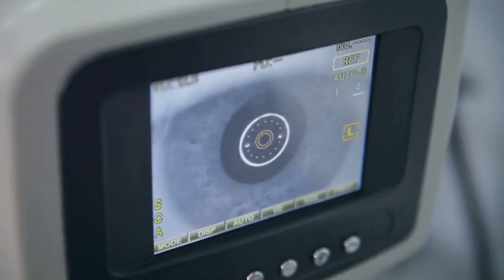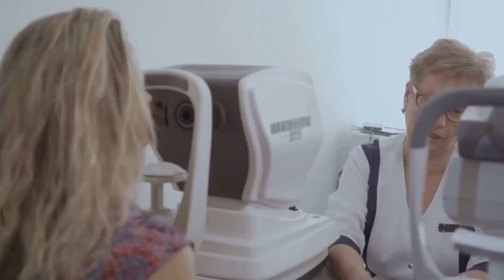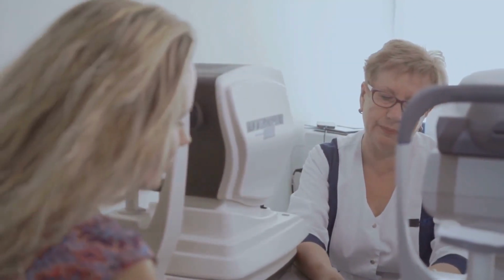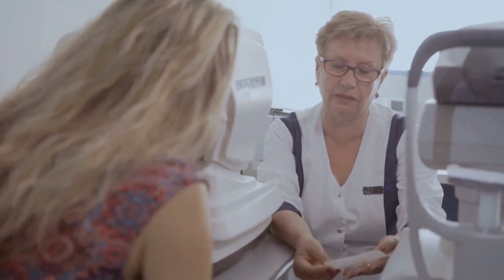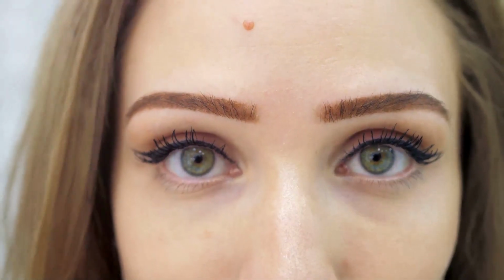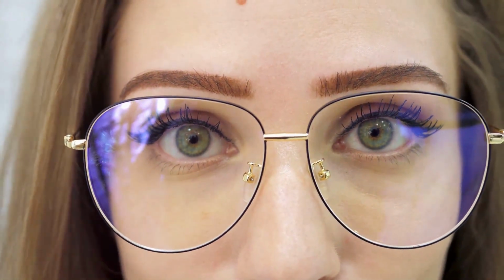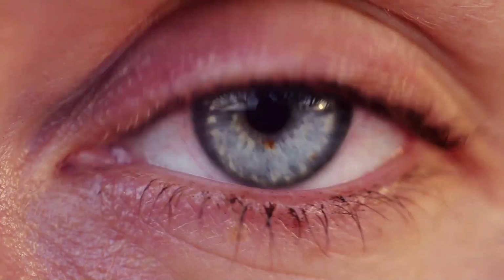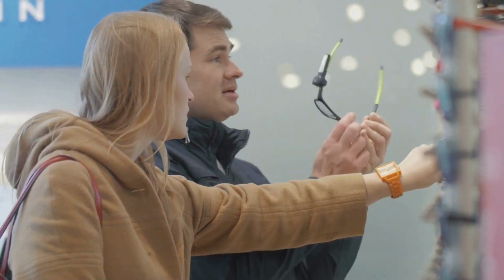In conclusion, while myopia can't be cured, it can be managed with the right treatment plan. It's important to discuss these options with your eye doctor to determine the best course of action for your unique situation. Living with myopia requires some adjustments, but it doesn't have to limit your life. Adjusting to myopia can be as simple as wearing glasses or contact lenses. These corrective tools can help you see distant objects clearly and go about your everyday activities with ease.